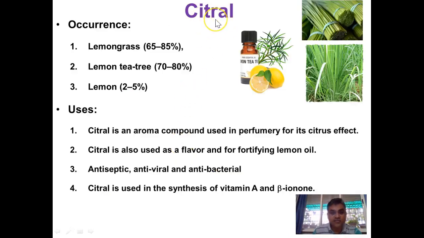First of all, let us see from where we get citral. The major source of citral is lemongrass. It is 65 to 85%. The second source of citral is lemon tea tree, and here 70 to 80% content is present.